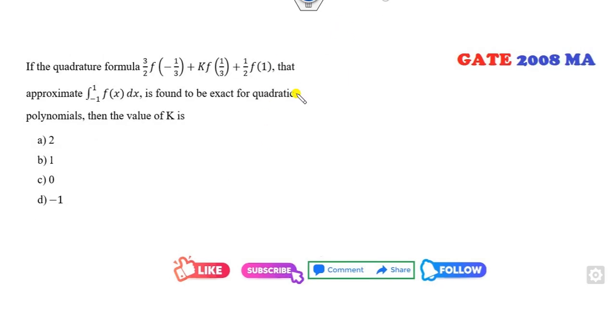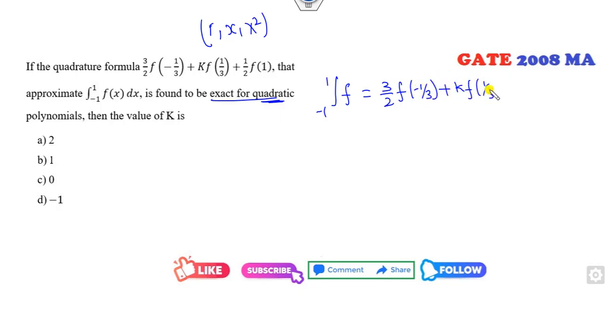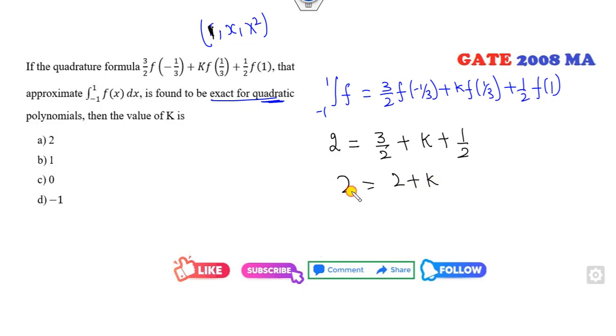Look at this another one. Again, it's the exact of the quadratic. So bases are 1 x square. So the function is minus 1 to 1 3 over 2 f of this plus k times 1 over 3 half of. So let's start with the 1. If I substitute 1, left hand side will be 2. So it is 3 by 2 plus k plus half. So you can find the value of this 2 plus k. So k will be 0. Fine. So C is the right answer of this problem.